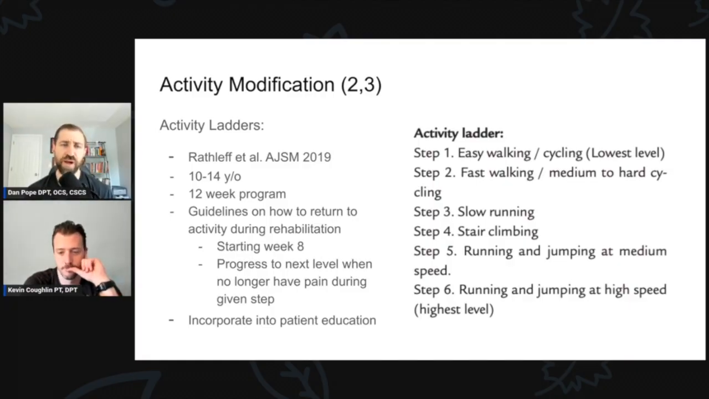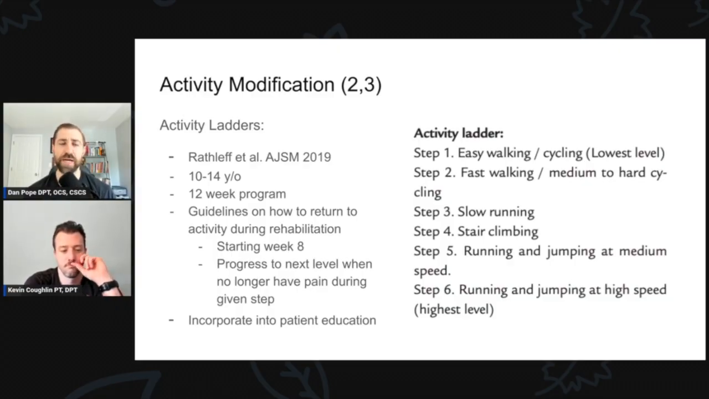Michael Rathleff actually studied this, but it was in adolescents with patellofemoral pain. Like I said, 2019, AJSM, so a good journal. They were looking at 10 to 14-year-olds, so you can't extrapolate this to every single person. A 10 to 14-year-old, in my mind, is doing a lot different stuff throughout the course of their day than a 30 or 40-year-old. So take that with a grain of salt, although I still apply these principles to my patients that are older. They had a 12-week program.